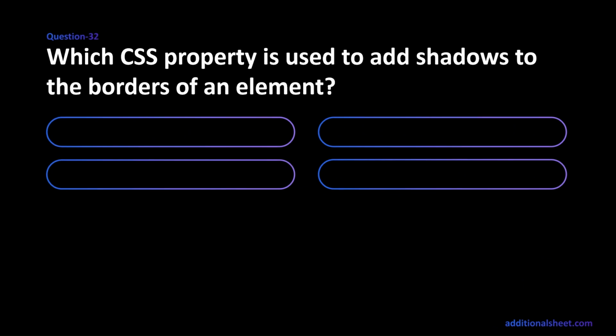Q32. Which CSS property is used to add shadows to the borders of an element? Options are: A. border-shadow. B. shadow. C. border-style. D. box-shadow.